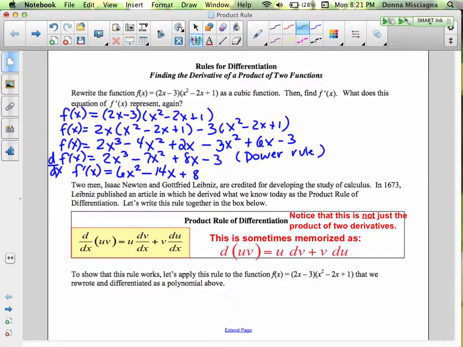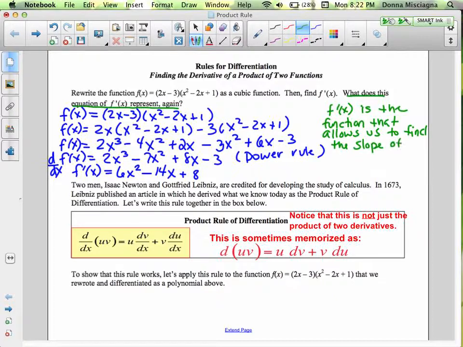A little reminder, what does our equation of f prime of x represent? f prime of x is the function that allows us to find the slope of the tangent line, which is also the instantaneous rate of change for a given x value. That's what our derivative tells us, right? It tells us a rate of change.